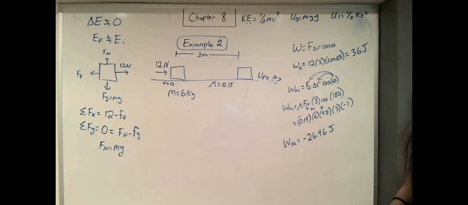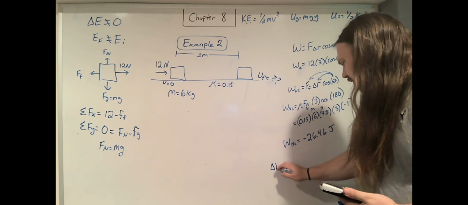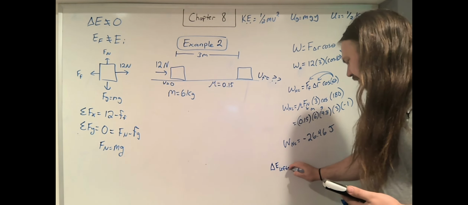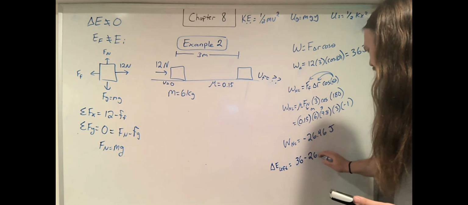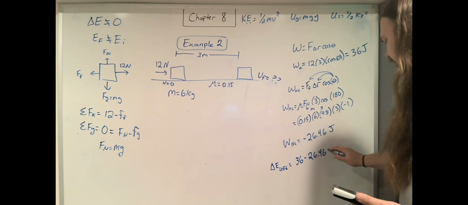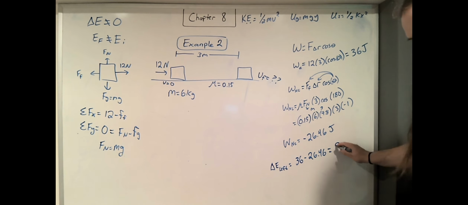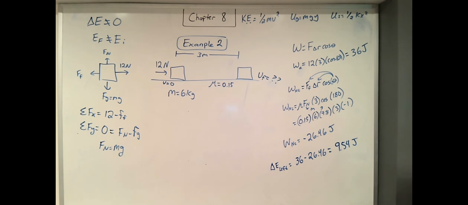Okay, so we've got some leftover energy. We put in 36. So the change in energy that is left would be 36 minus 26.46. Okay, and what do we get there? It means that we have 9.54 joules of energy left over.